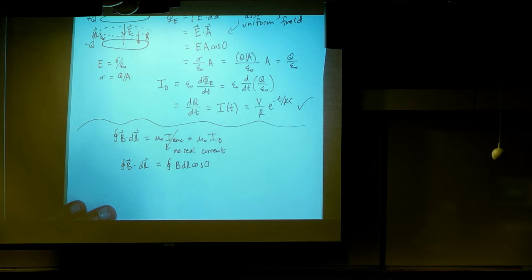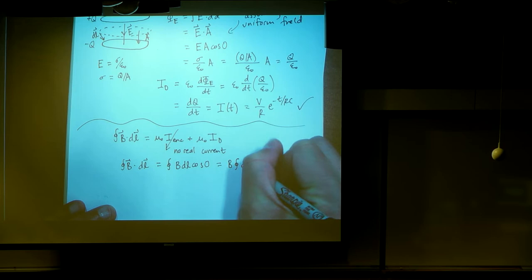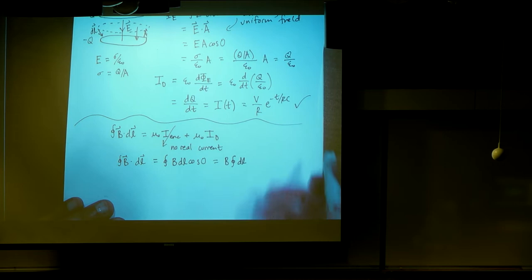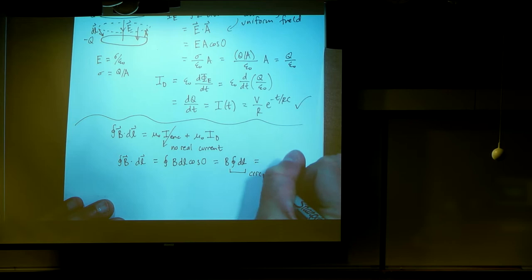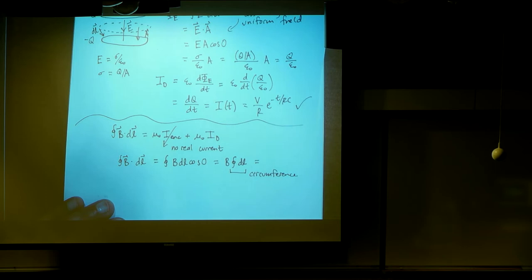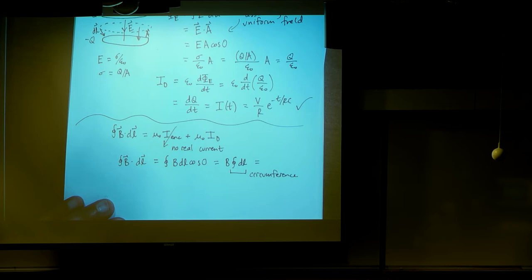Then the next thing I would do is pull out B as a constant, and then I'm just integrating over dl. This is something you should be familiar with from before. Integrating over dl is just the total distance around the loop, which is the circumference. And that's where the 2 pi r comes in, where r is the radius of the loop that I just drew. So this is just the strength of the B field times 2 pi r.